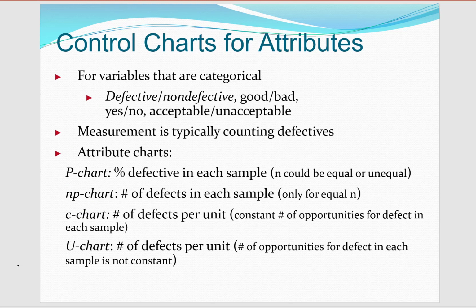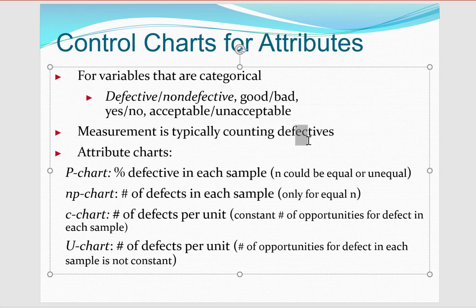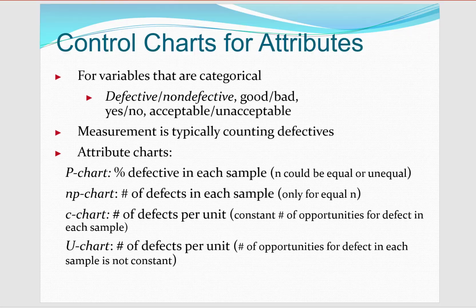Control charts for attributes track categorical data. So anything that's defective, not defective, good, bad, yes, no, acceptable, unacceptable, those can be charted using attribute charts. Measurements are typically counting defects, and for attribute charts, there are 4 of them that we can talk about, and those are P charts, which report on or track percentage of defects in each sample.